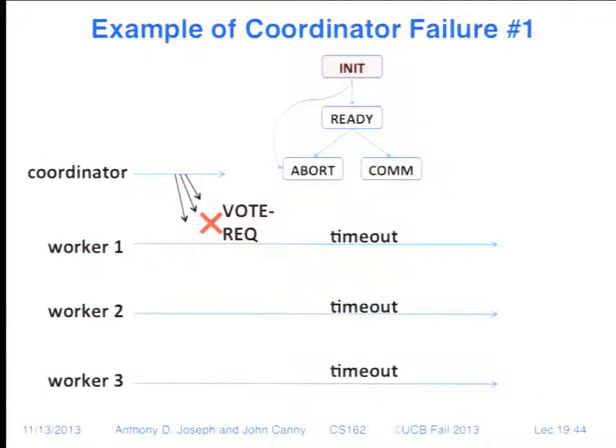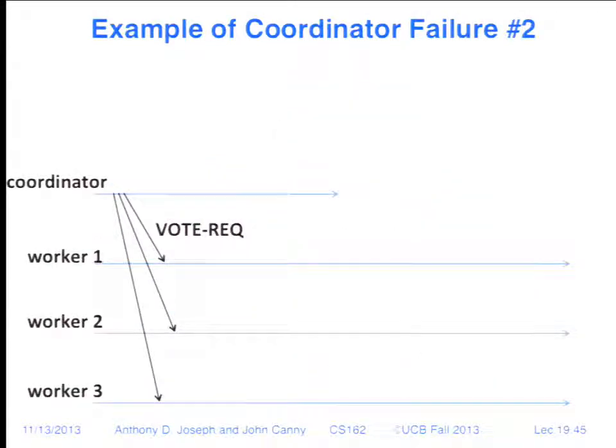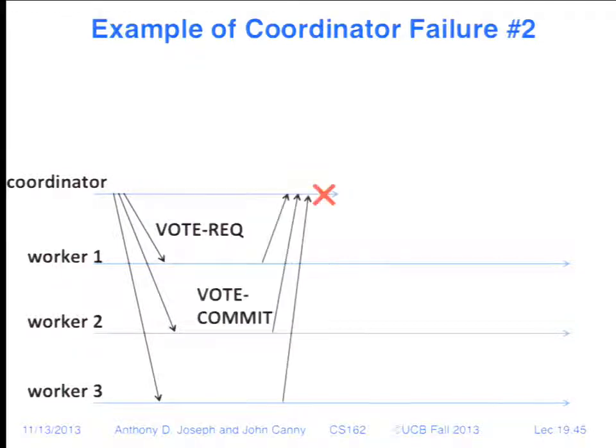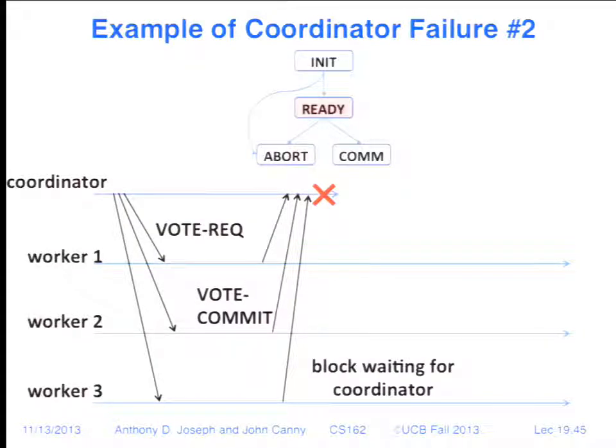Okay. So here's the timeline for that. In the first case, the vote request didn't get out. All of the workers will time out and send their abort message. In the second type of failure, the vote request did come out from the coordinator, which means vote commit messages came back to the coordinator, but it failed to continue from that point. Something went wrong.